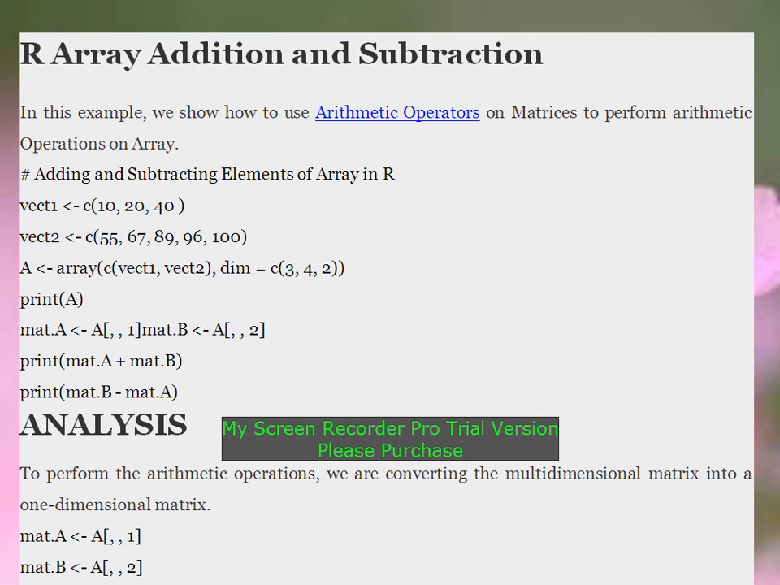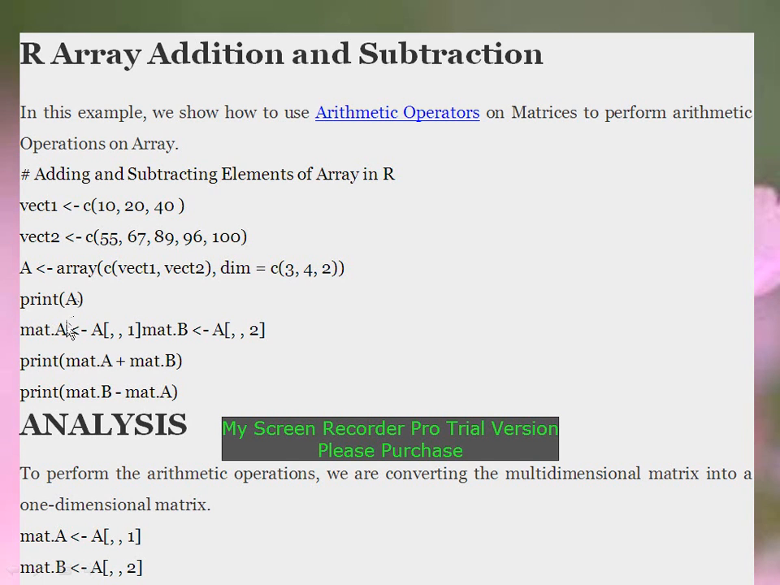And the last one, how can we perform arithmetic operations on arrays, that is array addition and subtraction. In this example, we show how to use arithmetic operators on matrices to perform arithmetic operations. So adding and subtracting elements of the matrix. Vector 1 is 10, 20, 40. Vector 2 is 55, 67, 89, 96, 100. So an array of vector 1, vector 2, with dimension 3, 4, 2.